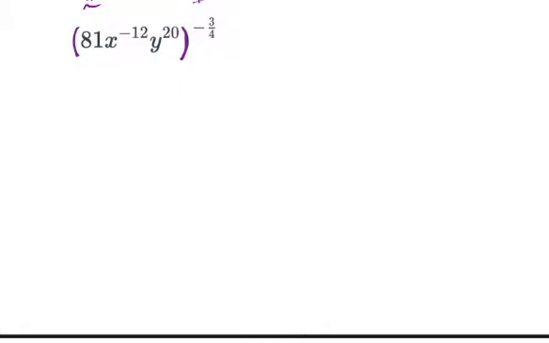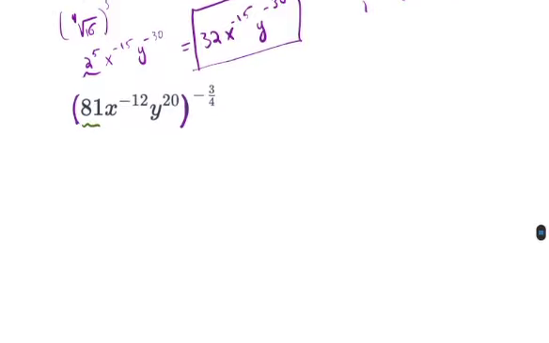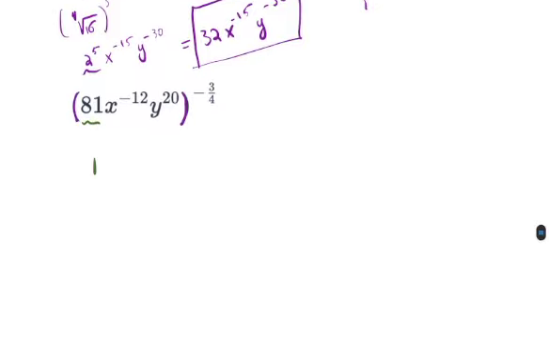So let's do the first one. 81 to the negative 3/4. Well, that's going to be, if this is a negative here, this is really tricky. This is 1 over 81 to the 3/4. I'm just going to leave it like that for right now. Just do one thing at a time. Negative exponent means 1 over the positive version, times x to the negative 12th to the negative 3/4.